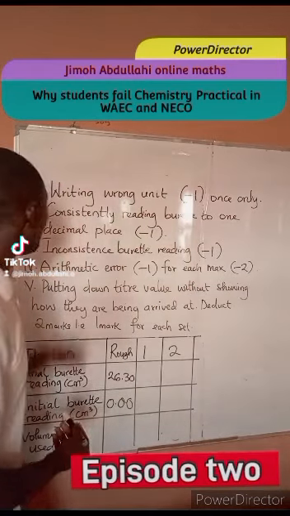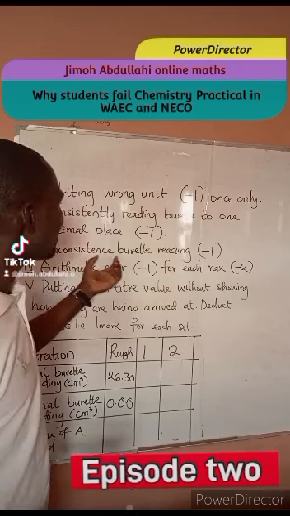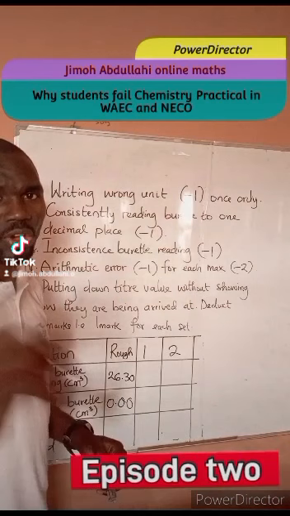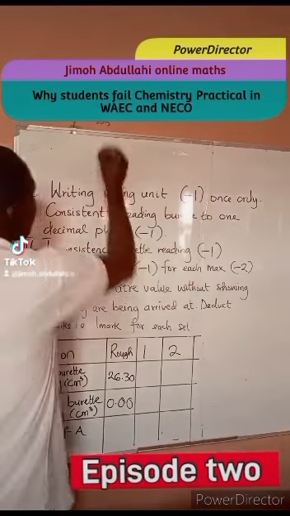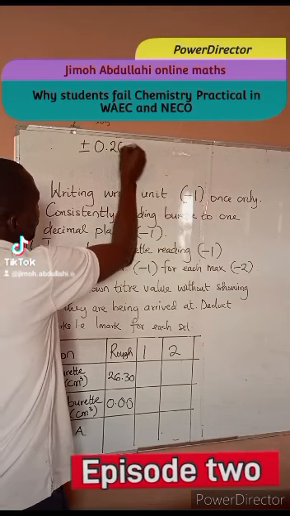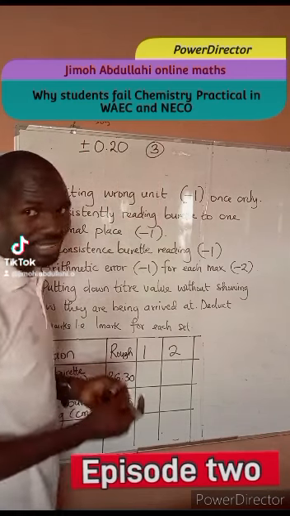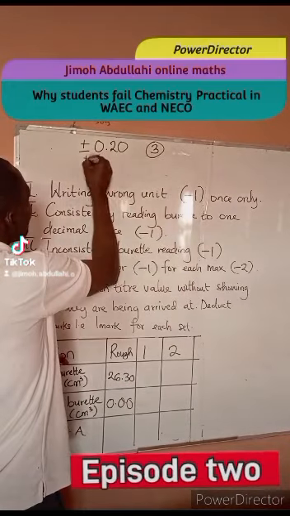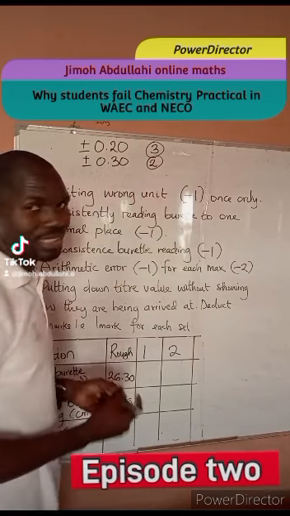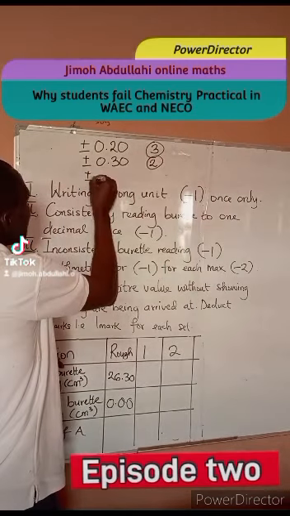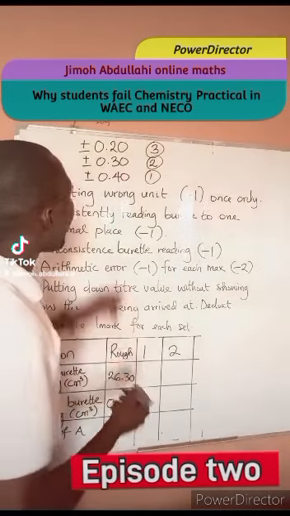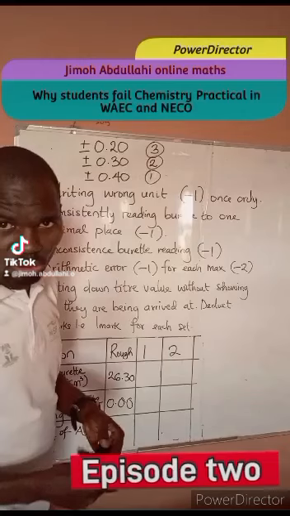Is that correct? Then another one is inconsistent burette reading. Don't forget, in my previous class, I told you that plus or minus 0.20, you have 3 marks. Plus or minus 0.30, you have 2 marks. Plus or minus 0.40, you have 1 mark. And anything above this is 0.